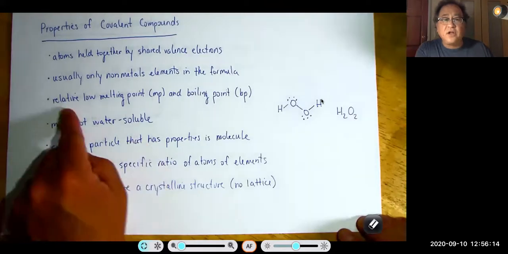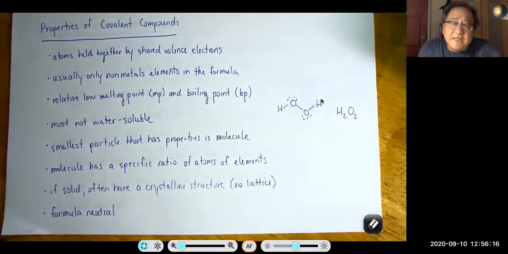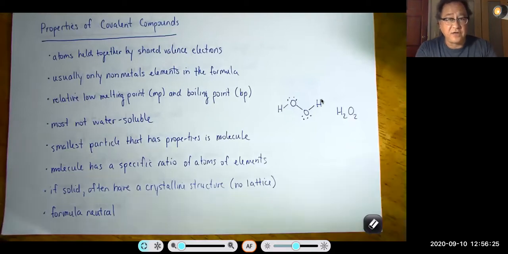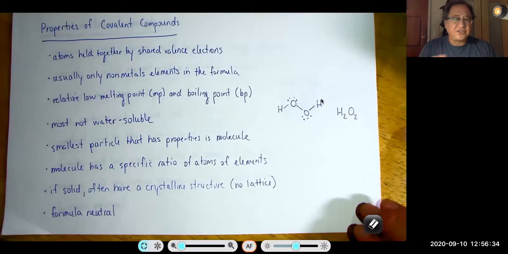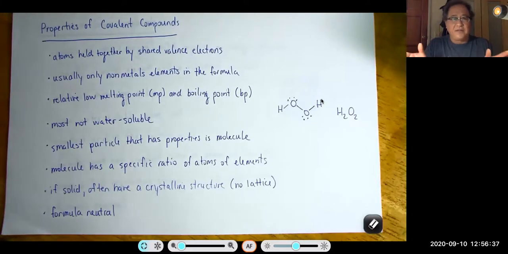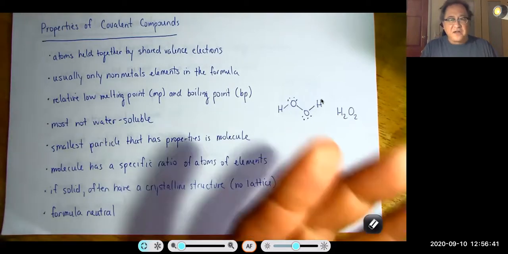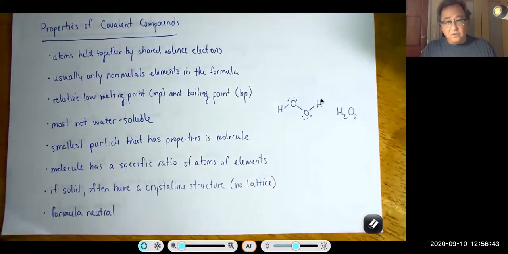They have relatively low melting points and boiling points. To give you an idea of the low melting point, most of these you can melt in a pan on the stove top. So for instance, sugar can be melted on the stove top. It is definitely a covalent compound. Table salt cannot be melted in a pan on the stove top. It is not a covalent compound. So it's just kind of a rough idea of whether it would be a covalent compound or ionic compound. Can you melt it on a stove top? Yes, covalent. No, ionic.